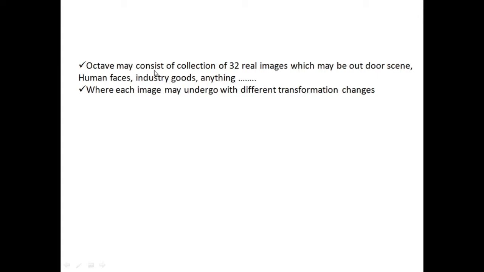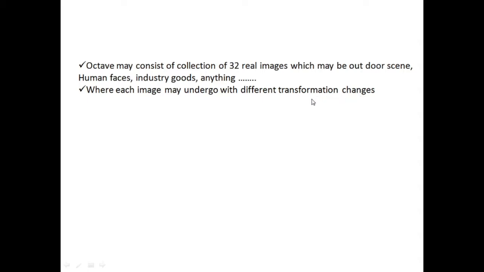So the octave may consist of like 32 real images, or some number of real images, which may be any kind of environment scene, for example a building scene, an urban city scene, a traffic scene, or whatever it is, and human faces, industry goods, anything. Each image may undergo different transformation changes.